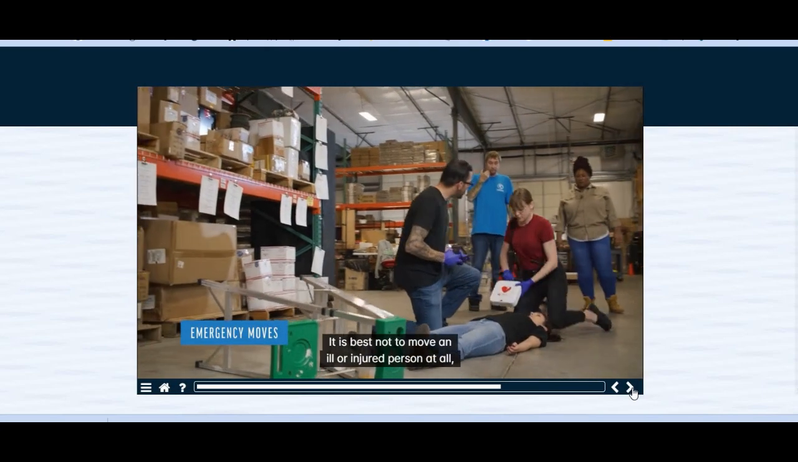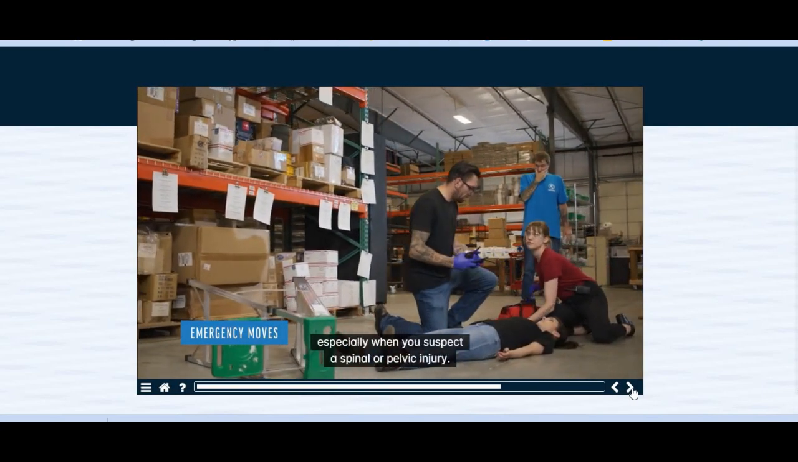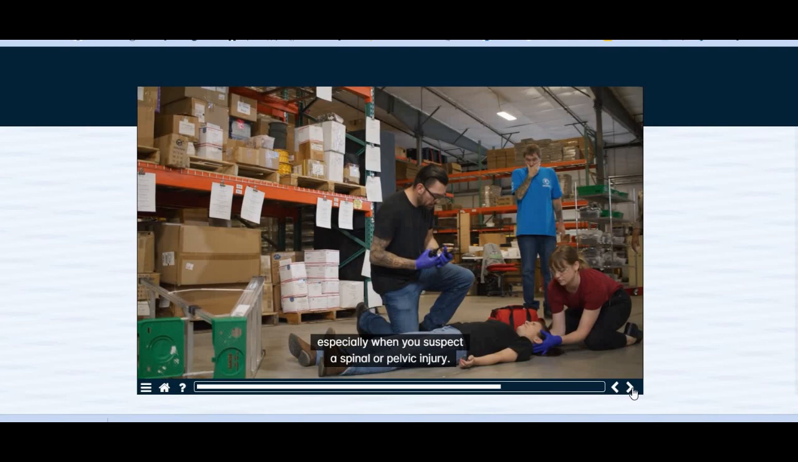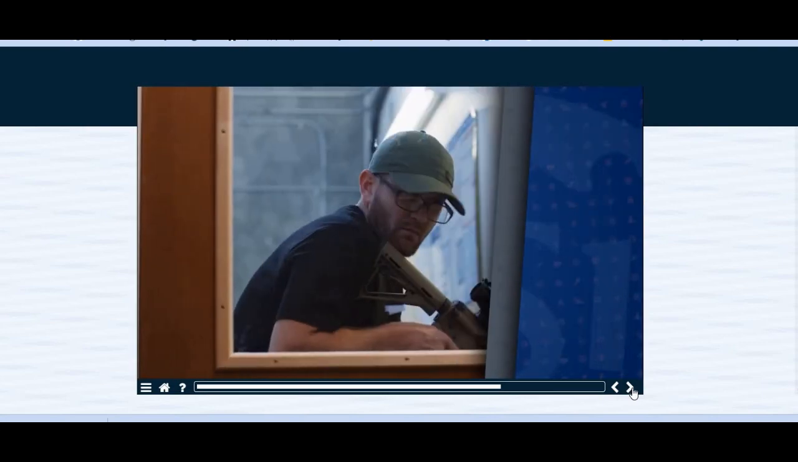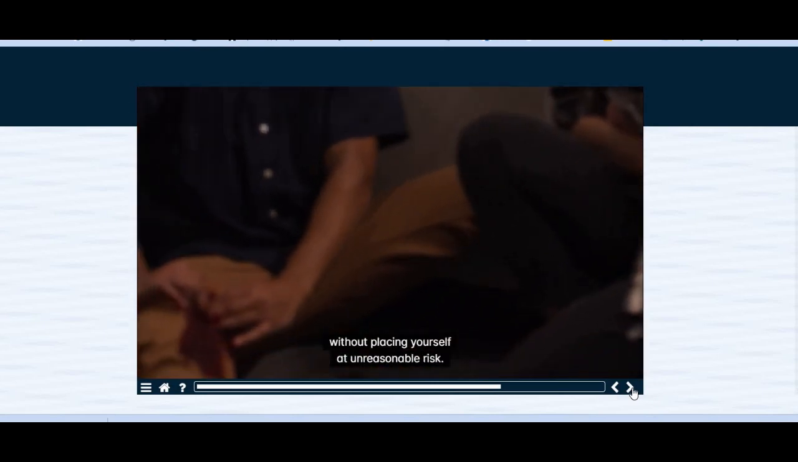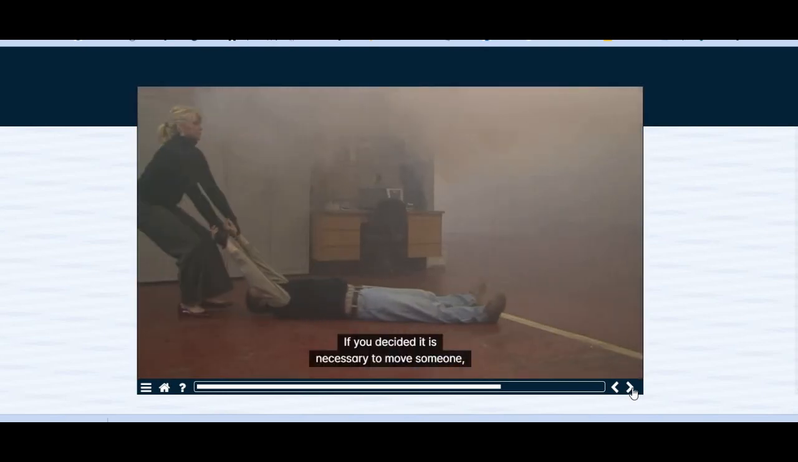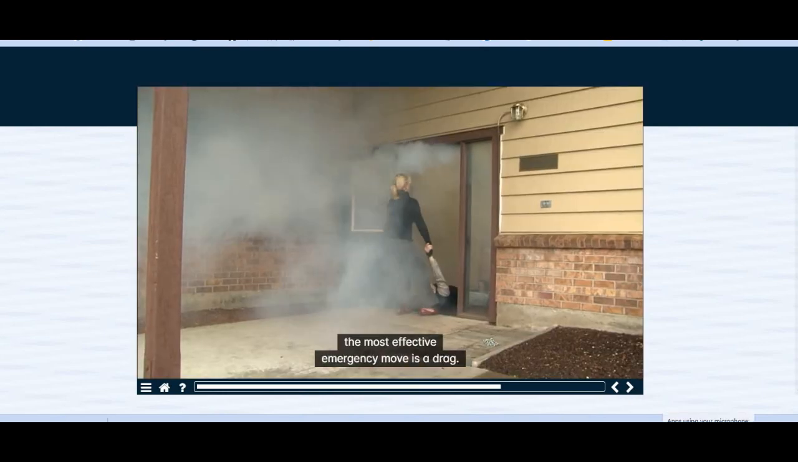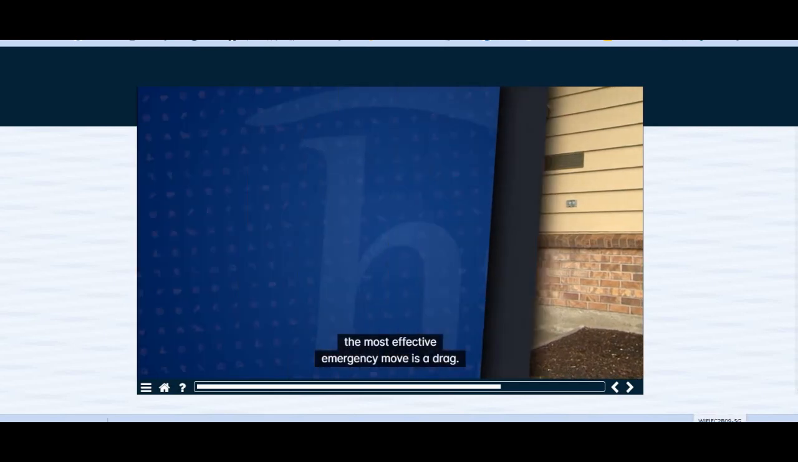It is best not to move an ill or injured person at all, especially when you suspect a spinal or pelvic injury. You should only move a victim when there is an immediate danger and you are able to take action without placing yourself at unreasonable risk. If you decide it is necessary to move someone, the most effective emergency move is a drag.